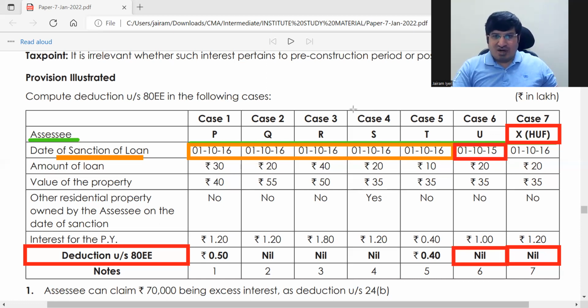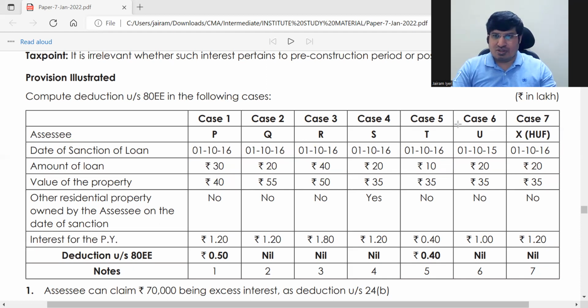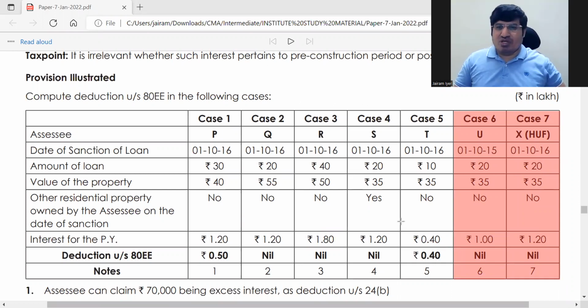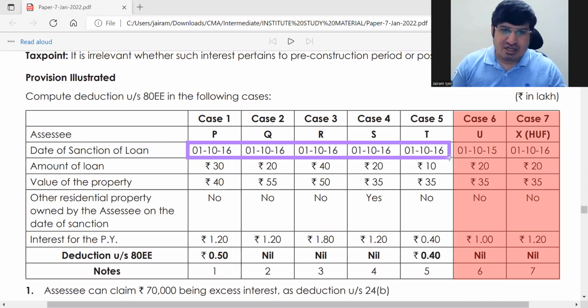Okay. So now we will talk about these. Okay. 6 and 7 are 0. So we have removed it out. So now we have to talk about the first 5. Okay. So here now date of sanction is all fine. Earlier we have seen we are fine. Right. So now we will see.